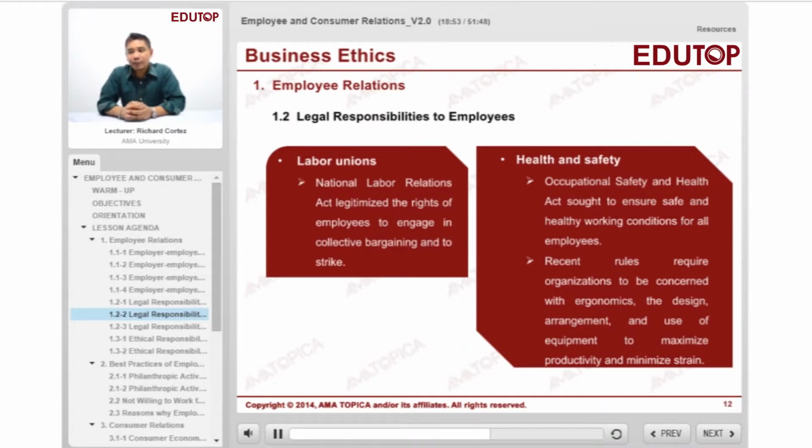And another part of health and safety is that recent rules require organizations to be concerned with ergonomics. It means the design, arrangement, and use of equipment to maximize productivity. For example, your company is involved in production. Safety is very important when it comes to production. See to it that the employees are always safe while doing their job in the production line. That is the responsibility of the employer for safety and health. So there should be an absence of health hazards within the premises of the production line of the company.